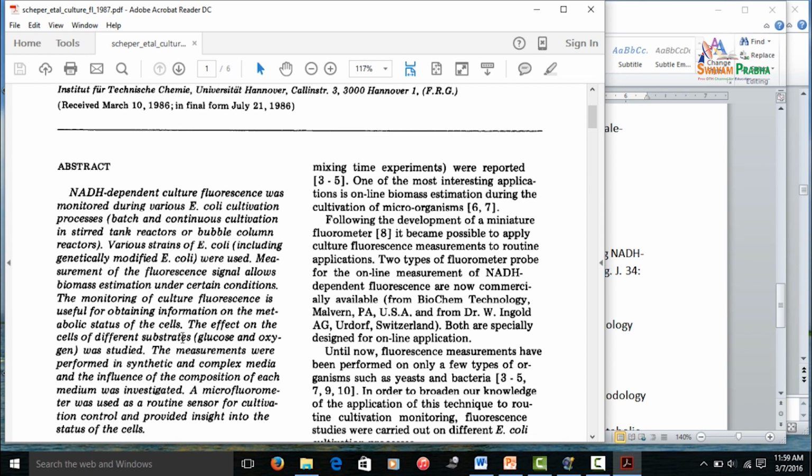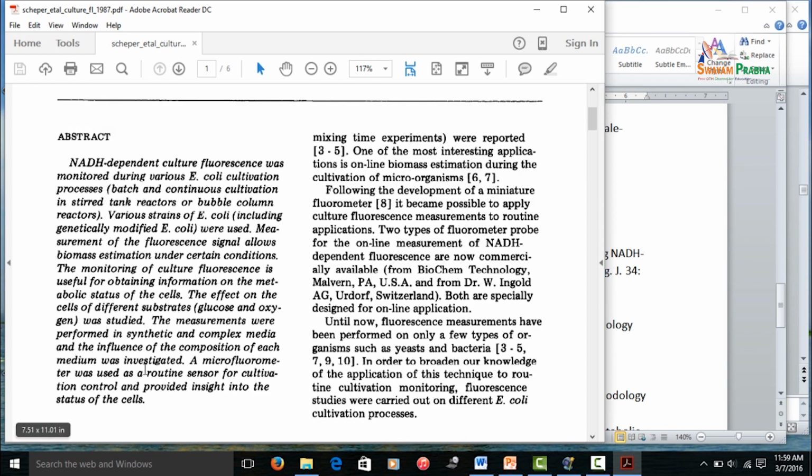The monitoring of culture fluorescence is useful for obtaining information on the metabolic status of cells. The effect on cells of different substrates, glucose and oxygen, was studied. The measurements were performed in synthetic and complex media, and the influence of the composition of each medium was investigated. A microfluorimeter was used as a routine sensor for cultivation control and provided insight into the status of cells.